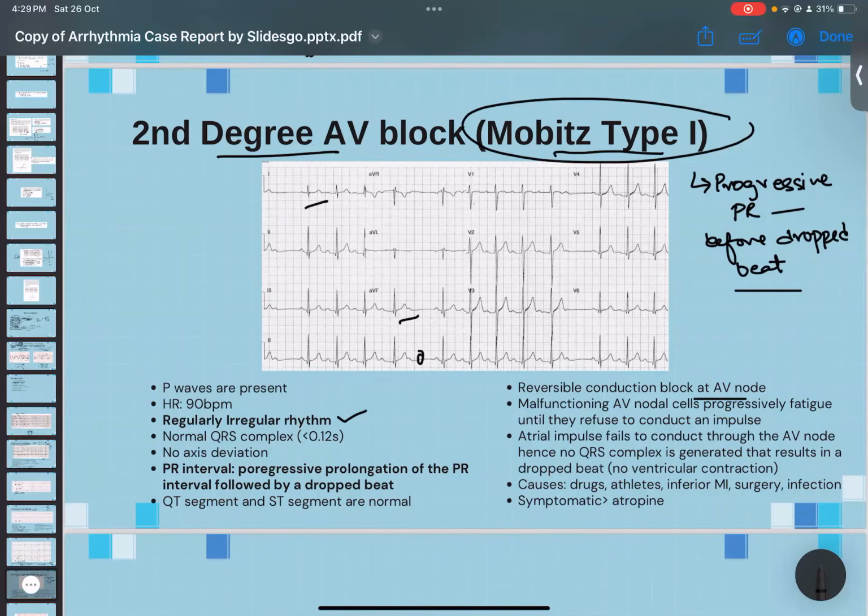Now, in some cases, it can be because of drugs. It could also be a normal variant in athletes. However, in most scenarios, it's mainly because of inferior MI, because inferior MI causes damage to the AV node, or surgeries or infections anywhere near the AV node causing damage to the AV nodal cells. If it's symptomatic, you want to treat it with atropine.